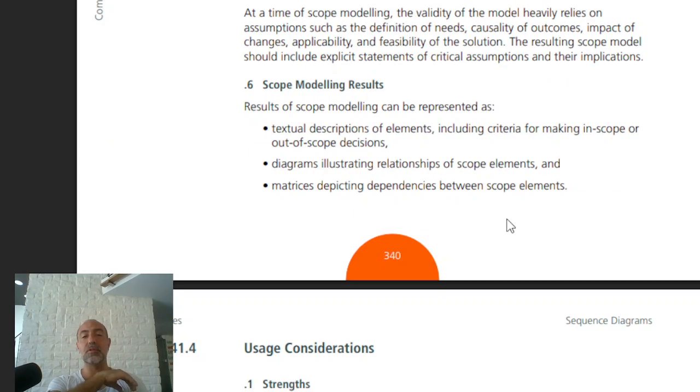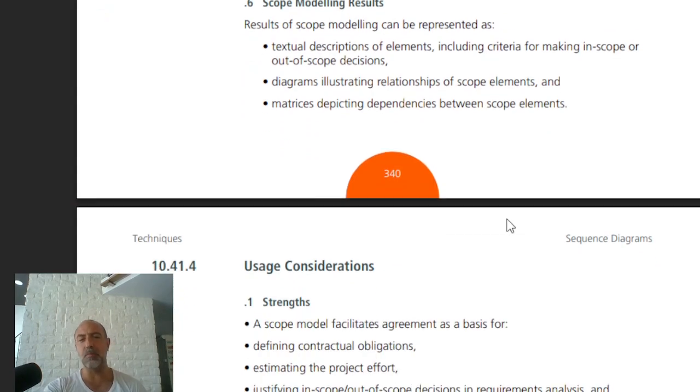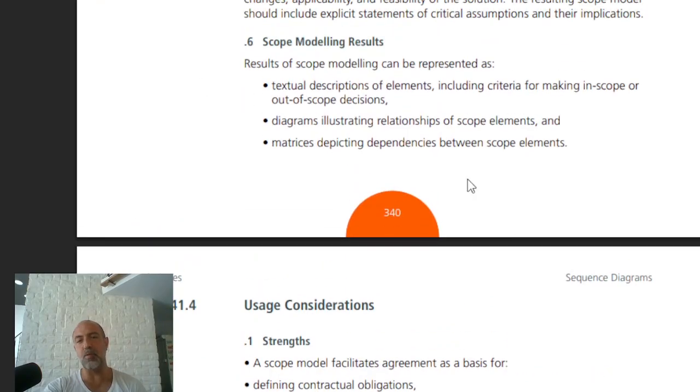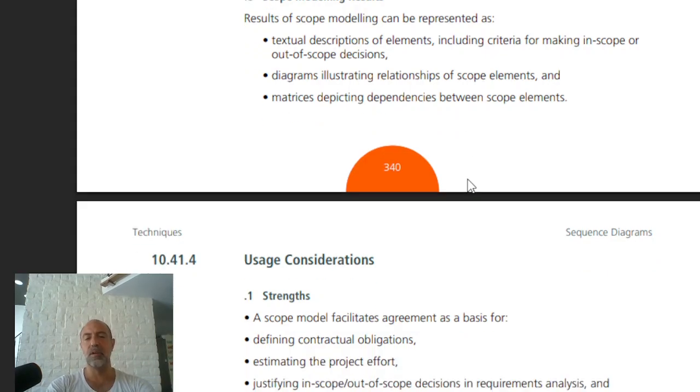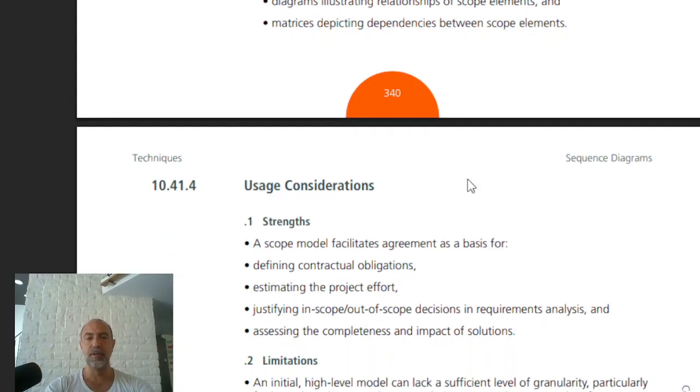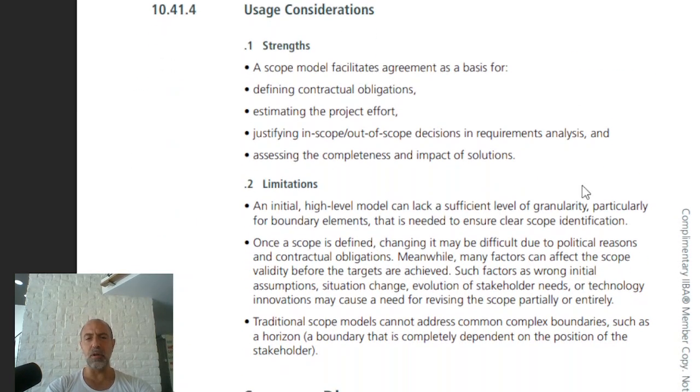Scope modeling results. The result of scope modeling can be represented as textual descriptions of elements, including criteria for making in-scope or out-of-scope decisions, diagrams illustrating memberships of scope elements, and matrices depicting dependencies between them. This is how we either write the scope, or create diagrams or matrices to connect them together. Your choice. There are many tools for you to do that. It's a visual thing.